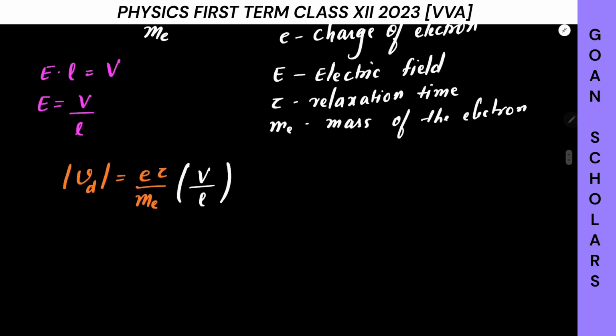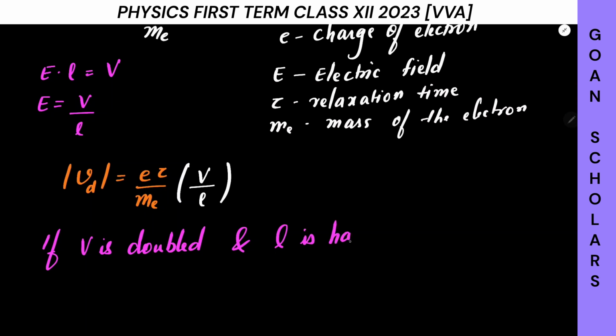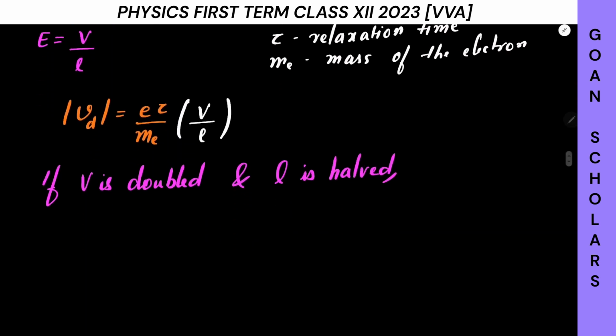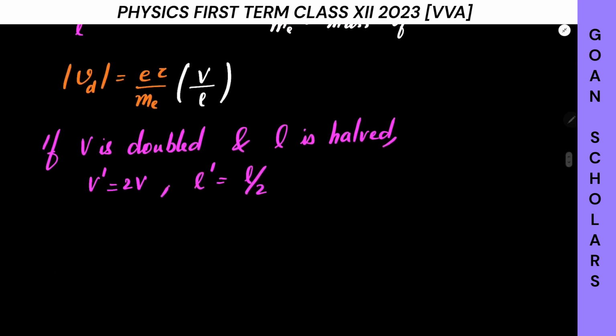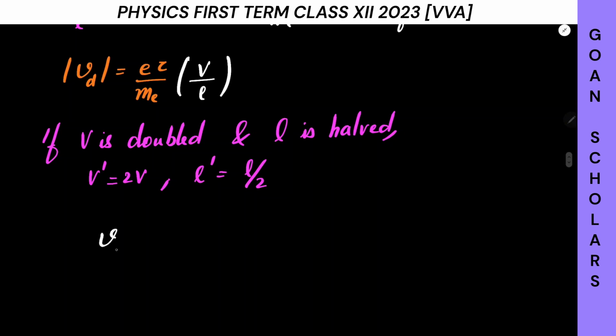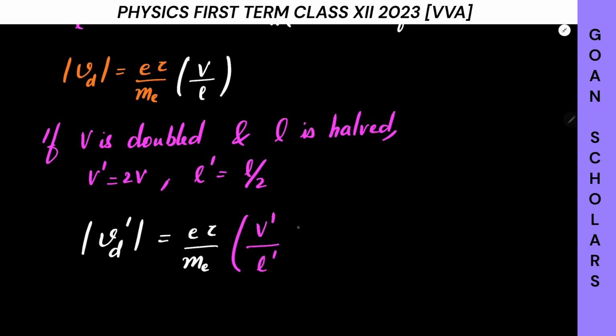Now they are saying V is doubled. So if V is doubled and L is halved, then what will happen? V dash will become V into 2 and L dash will be L by 2. So what will be the new drift velocity? Vd dash, that will be the new drift velocity. Other parameters are constant, and V changes to V dash and L changes to L dash.